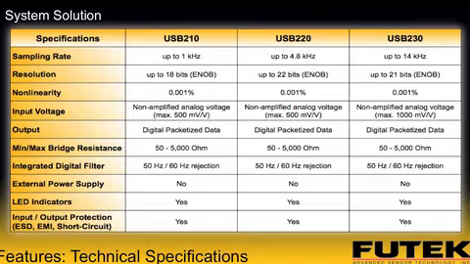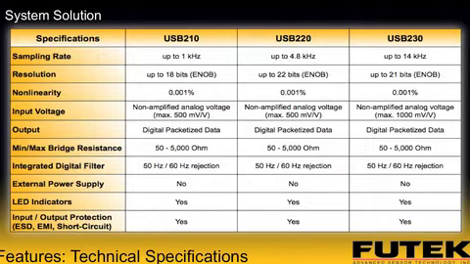The USB 210 offers sampling rates up to 1,000 samples per second. The USB 220 can support rates up to 4,800 samples per second, and the USB 230 up to 14,000 samples per second. With these different sampling rates come different resolutions. To match, the USB 210 has up to 18 bits, which is the effective number of bits. The 220 supports up to 22 bits, and the 230 up to 21. So as you can see, the USB 220 has not only a good range of sampling rates, but also covers up to 22 bits of resolution.